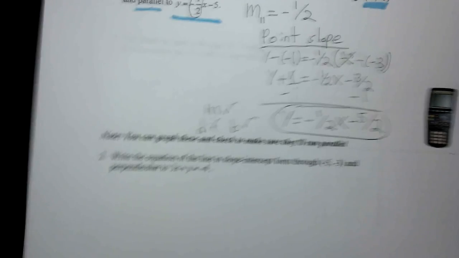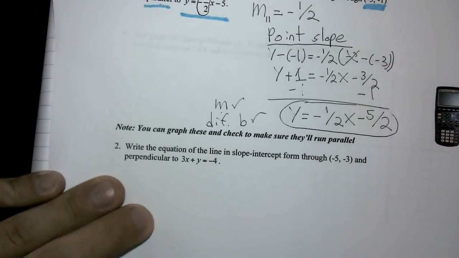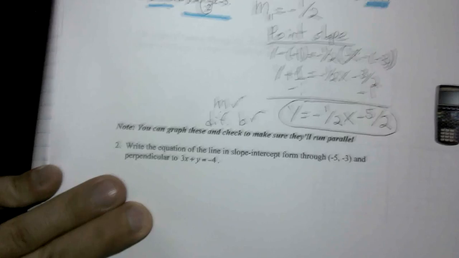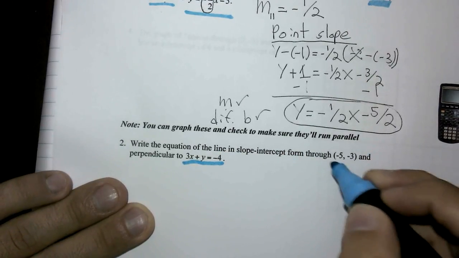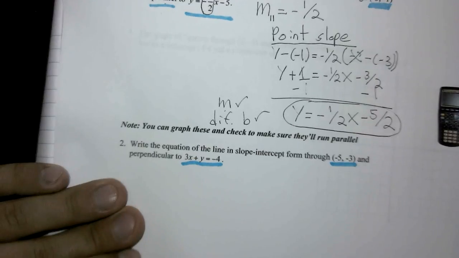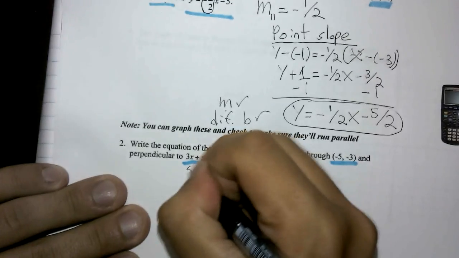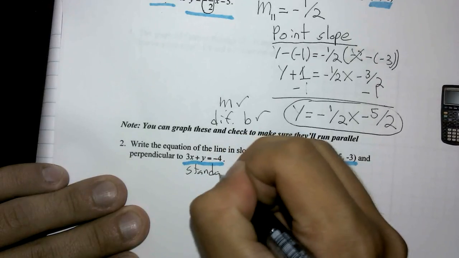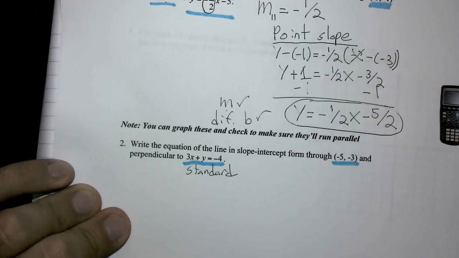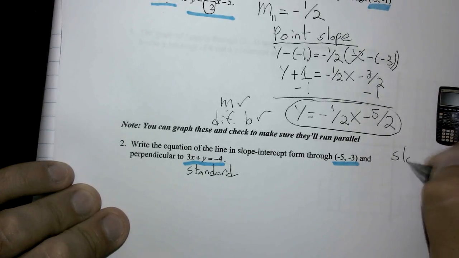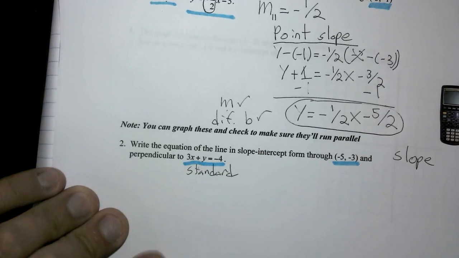If we continue to problem 2, we're being asked to find now an equation that runs perpendicular to 3x plus y equals -4, but also hits the point -5, -3. So we're being given our equation in standard form. Hopefully that's easy to spot. How can we get a hold of the slope? Because the slope's really crucial, so we need to find a slope. How do you think we can get a hold of the slope for this equation here? I'll give you a moment.